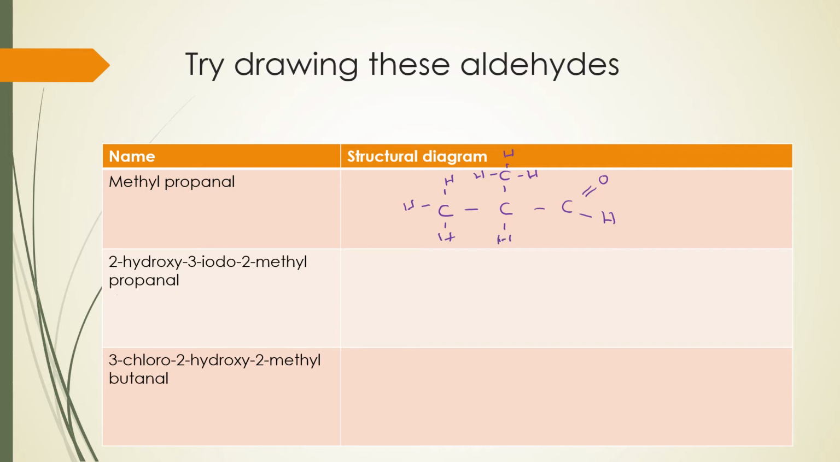Next one, you've got a propanal. So 1, 2, 3, put the CHO group on. On carbon number 2 we have a methyl group. On carbon number 3 we have an iodine. And on carbon number 2 we have a hydroxy. Put the appropriate number of hydrogens on so that each carbon now has 4 bonds.